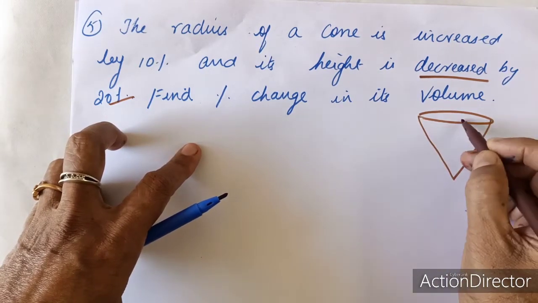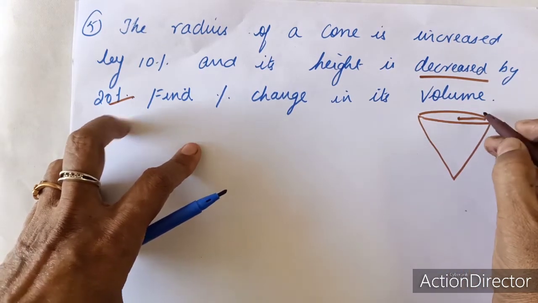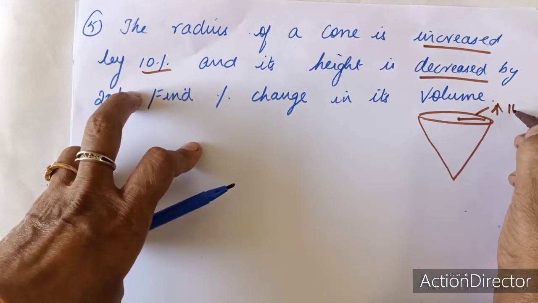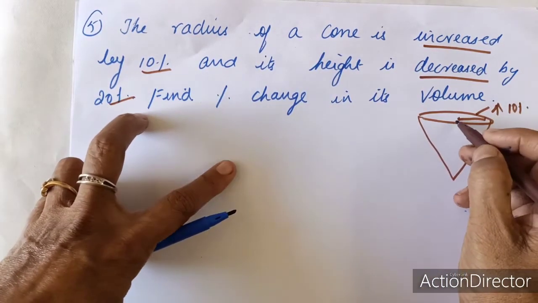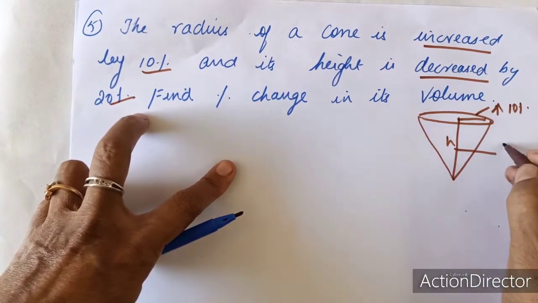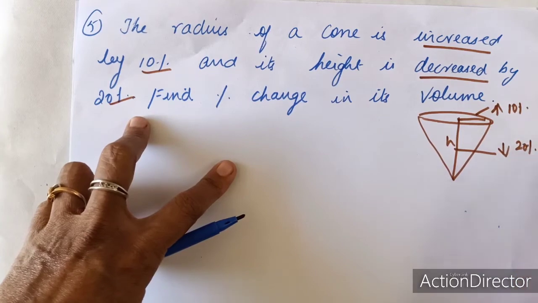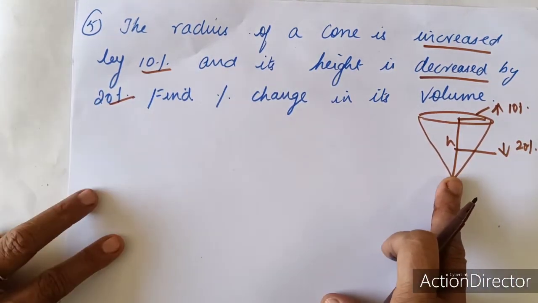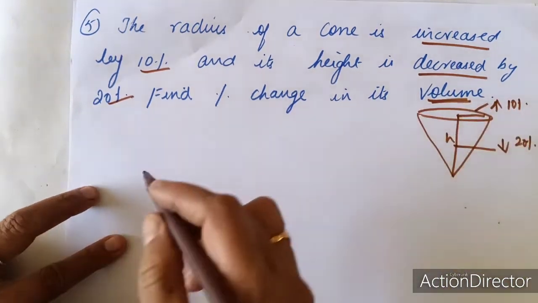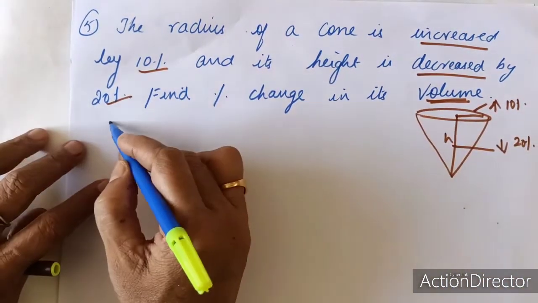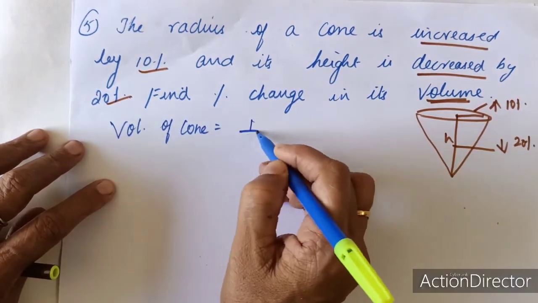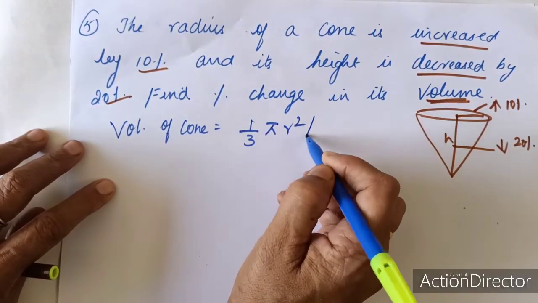Here you are going to increase the radius by 10%. So this is increased by 10% and this is the height of the cone. The height of the cone is decreased by 20%. So you have to find the percentage change in its volume. For this you should know the volume of the cone. So volume of the cone is given by 1 by 3 pi r square h.